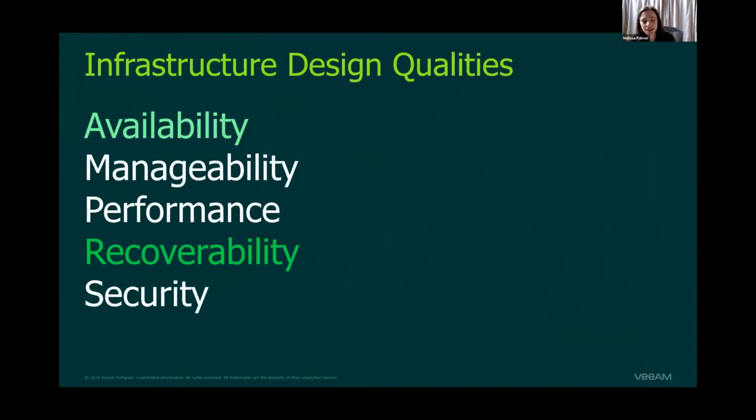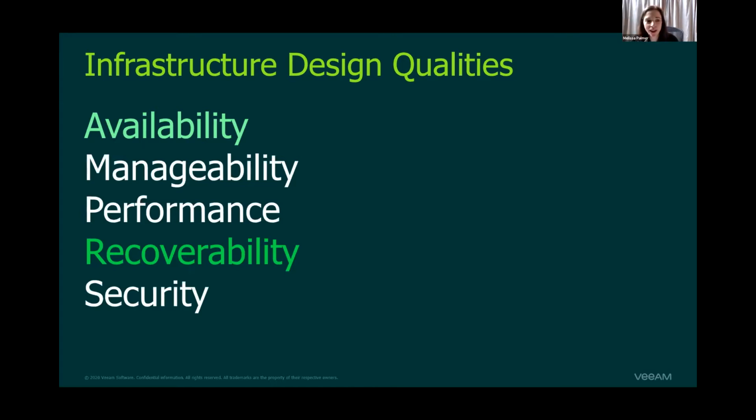When you look at the VCDX blueprint and the VCDX process in general, we always talk about the 5 design qualities. And they're availability, manageability, performance, recoverability, and security. They're all abilities for the most part. And I use them in this order, AMPRS, this is how I remember them. And we're going to focus on recoverability today and talk about that.